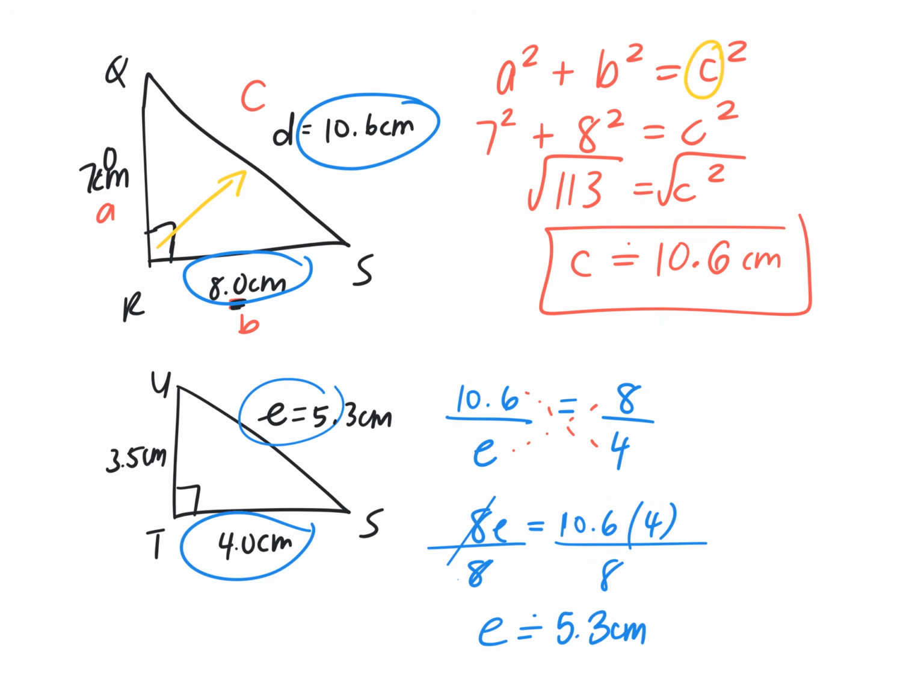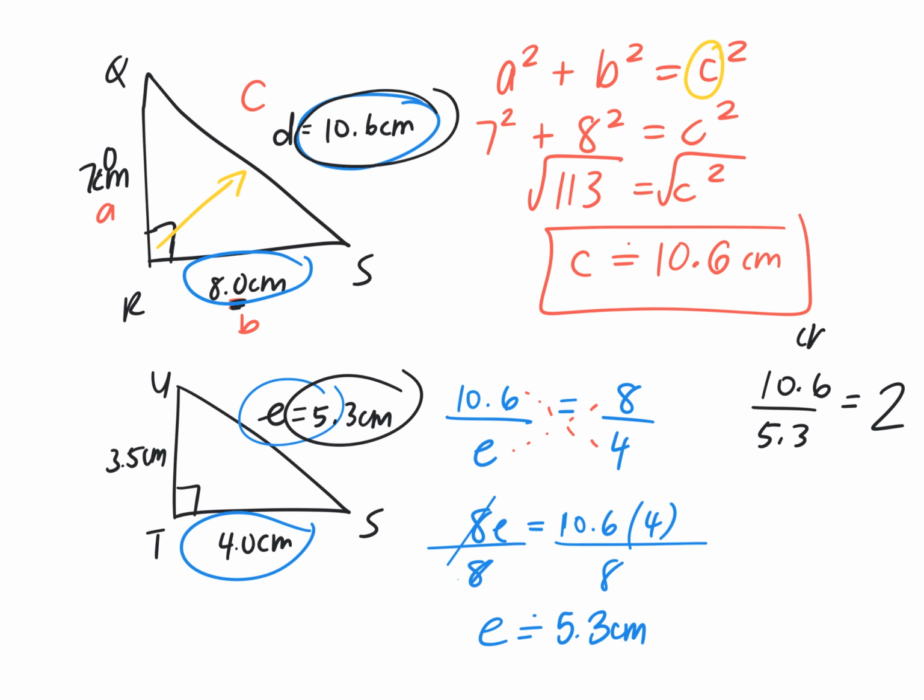And how could you check to see if that makes sense? Take that and divide them. 10.6 divided by 5.3, what should you get? 2, right? The scale factor was 2. So you can check your answer at the end, so that's correct.